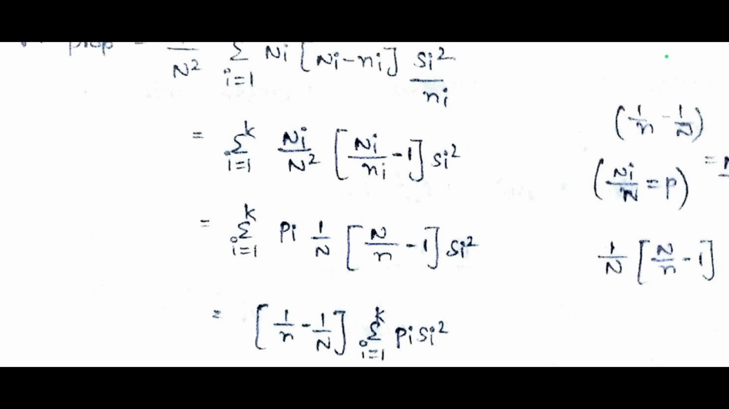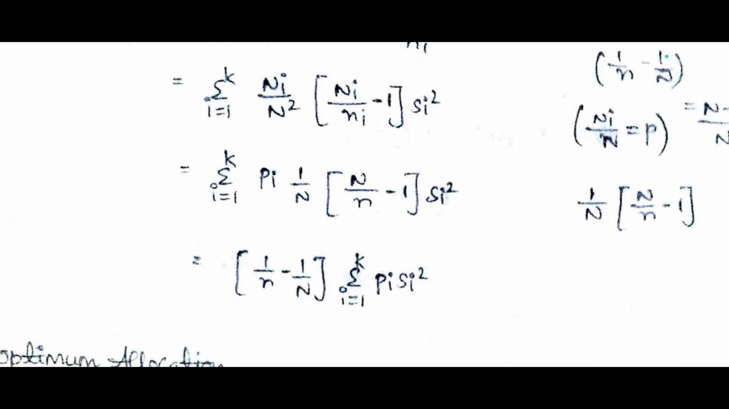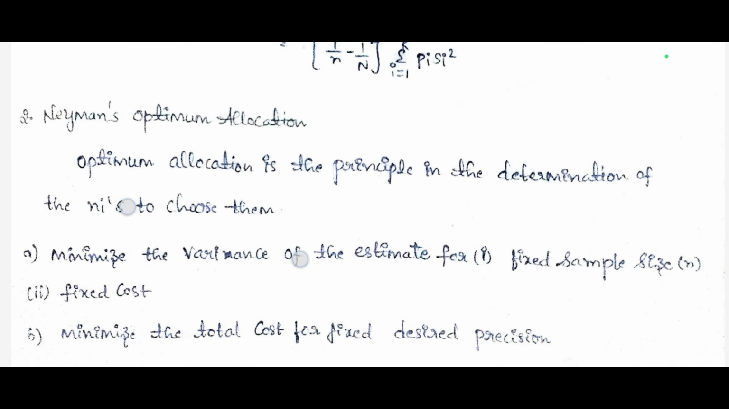So why we are writing here, it is Ni divided by N, the value will be the Pi value. So 1 divided by n is a constant, N minus 1 divided by n of S square. We are removing the i values with the general notation. So 1 divided by n minus 1 divided by N of summation i runs from 1 to k Pi into S square. So next, coming to the proportional allocation.